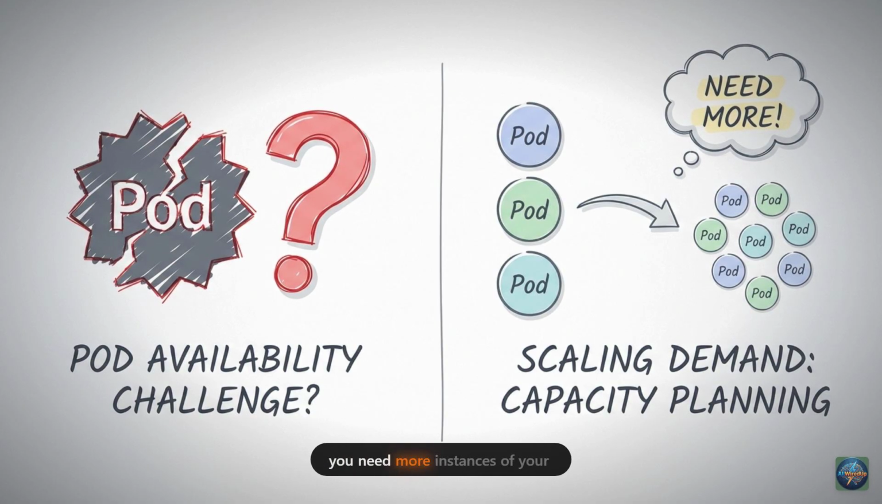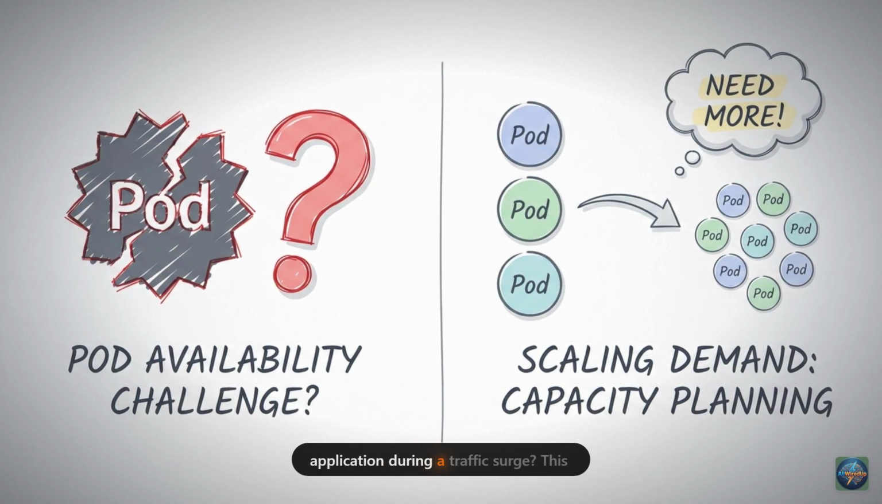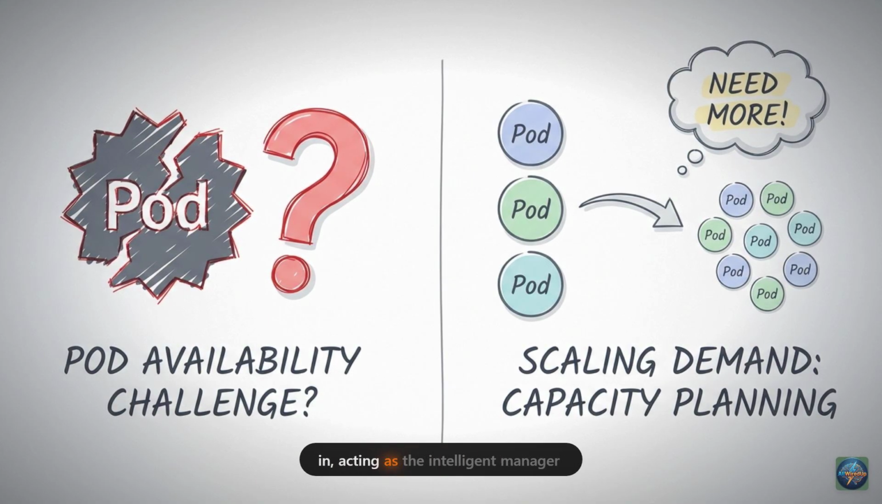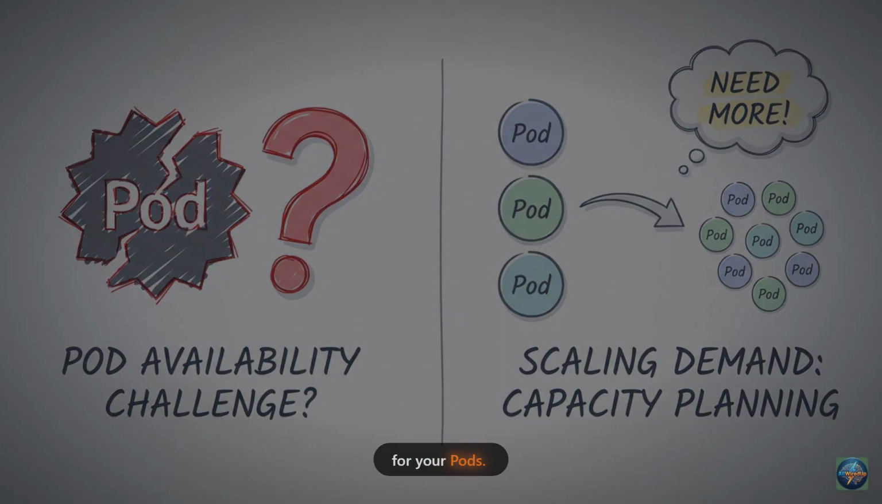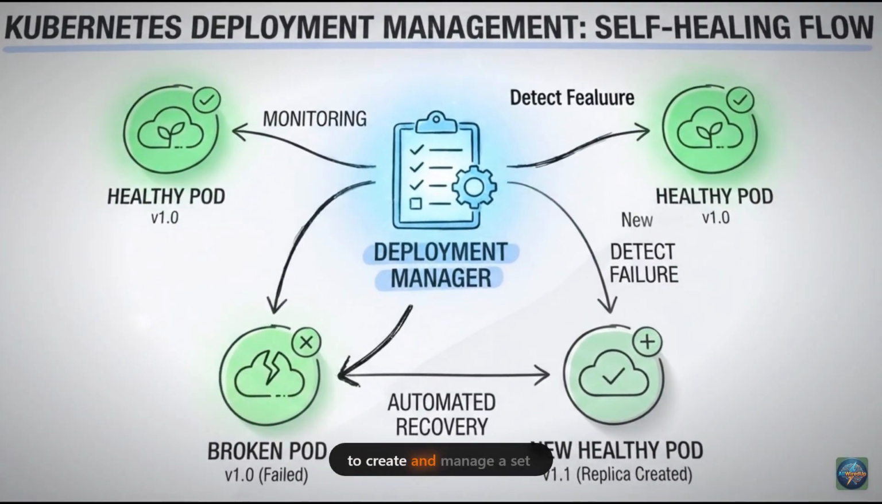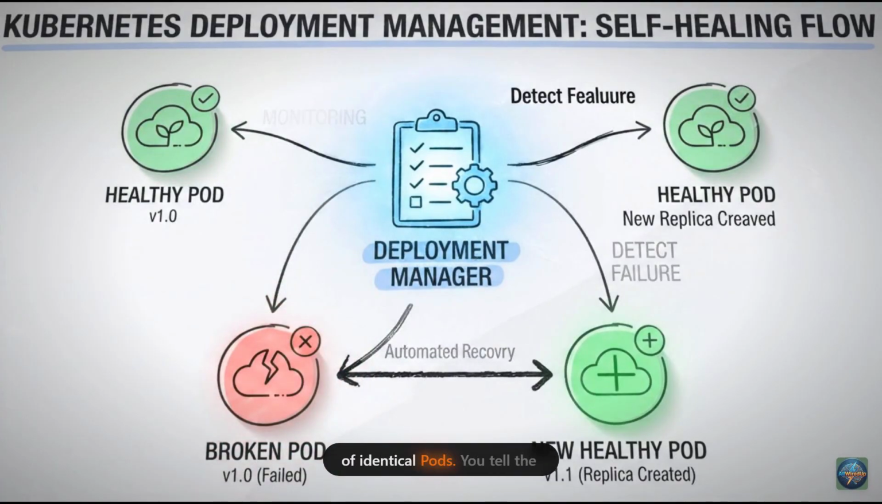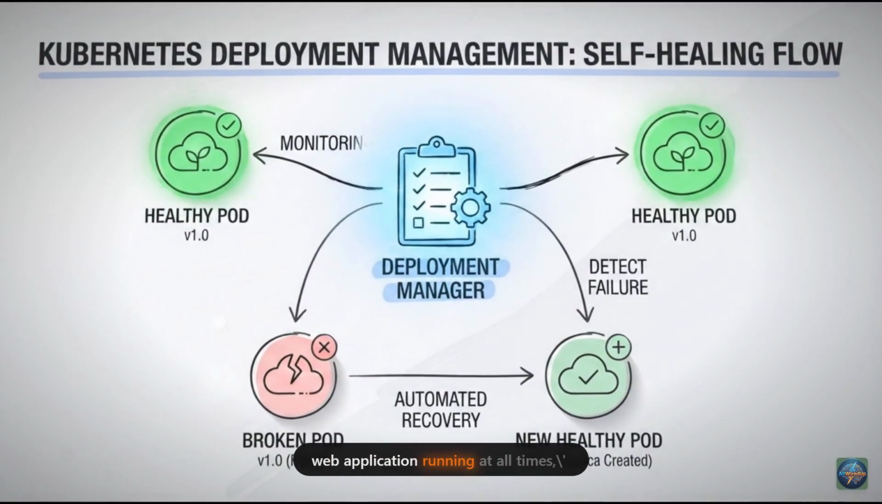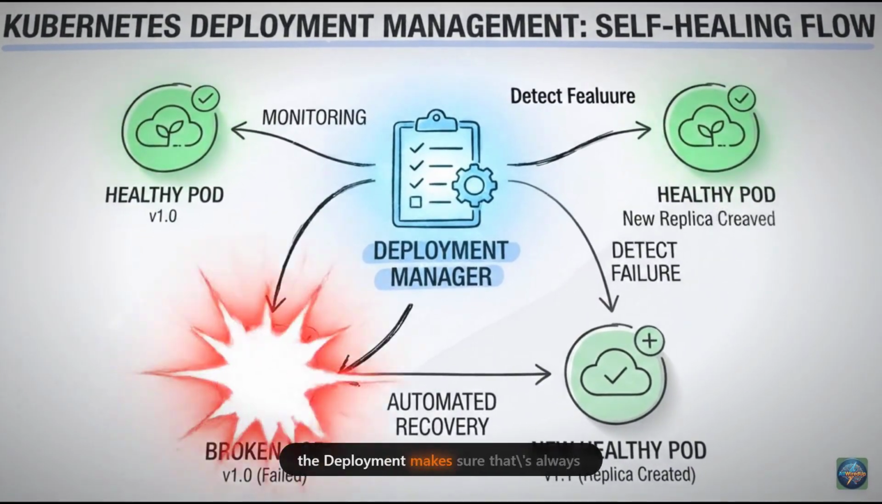Who replaces it? What if you need more instances of your application during a traffic surge? This is where the deployment comes in, acting as the intelligent manager for your pods. A deployment is essentially a blueprint that tells Kubernetes how to create and manage a set of identical pods. You tell the deployment, "I want 3 copies of my web application running at all times," and the deployment makes sure that's always the case.